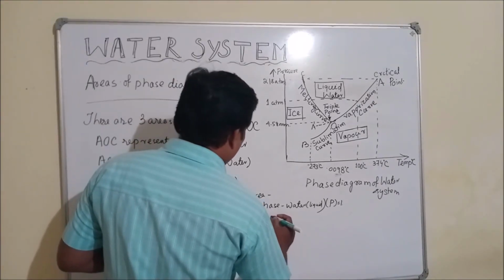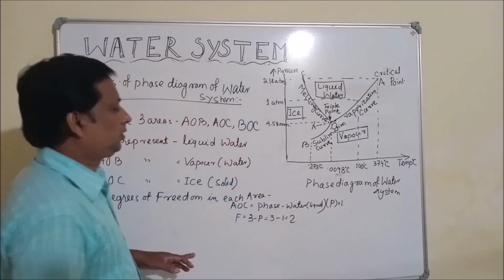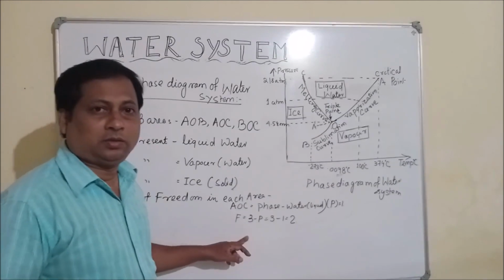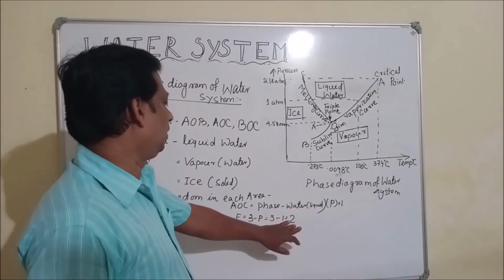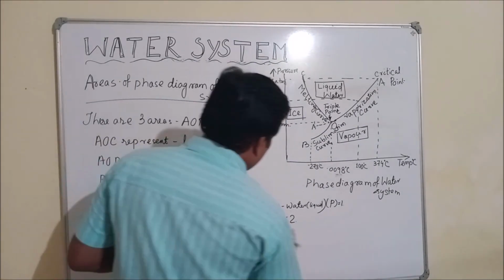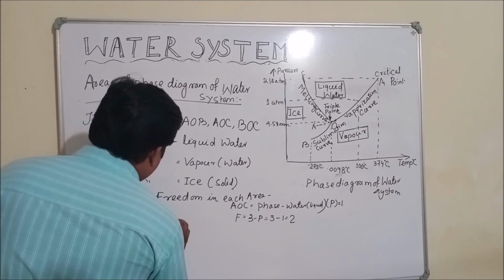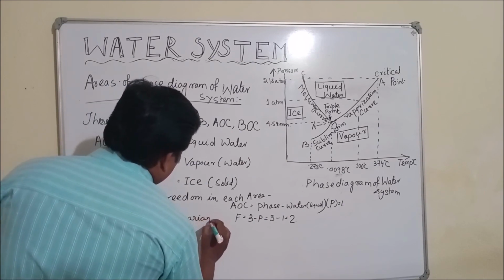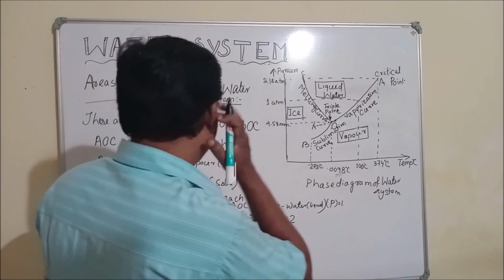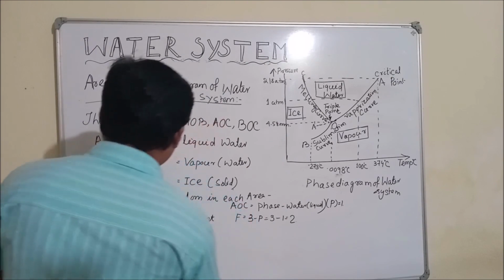So 3 minus 1 will be 2. The degrees of freedom will be 3 minus 1 equal to 2. What does 2 mean? It is bivariant. So you write it in this way in the exam: that is bivariant.